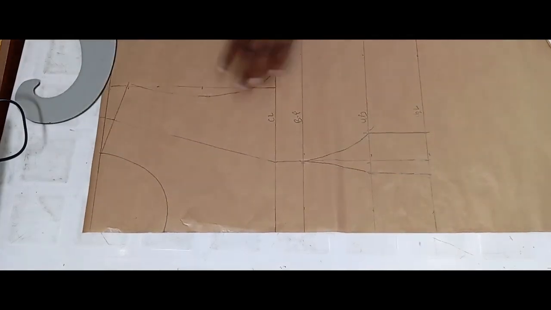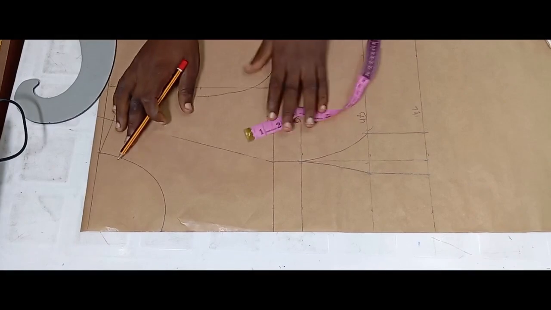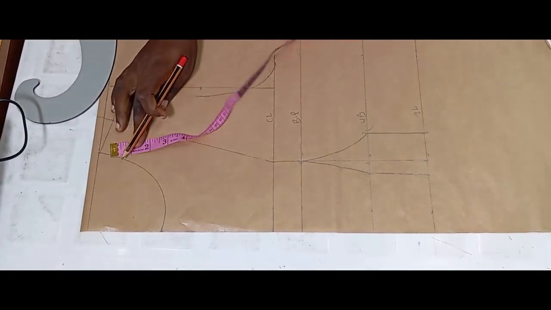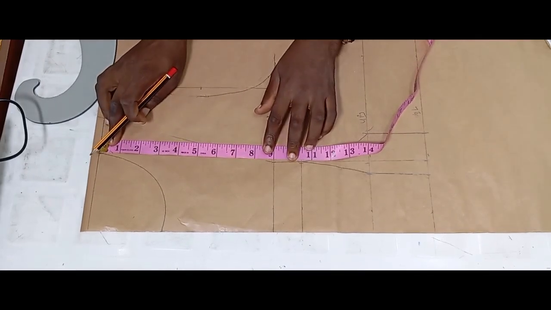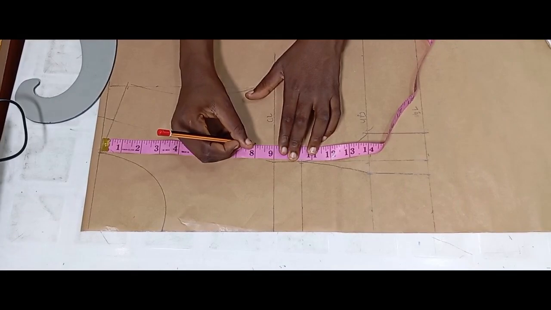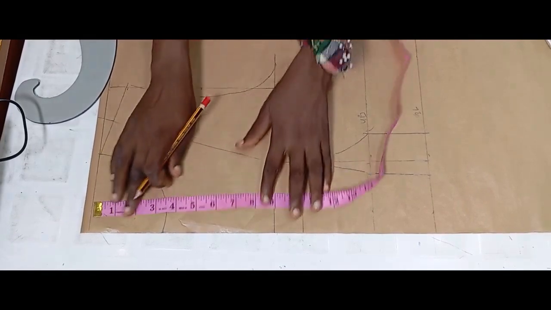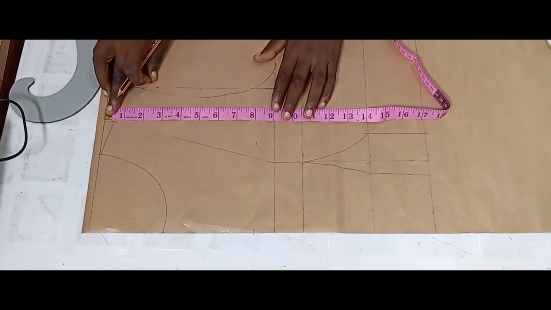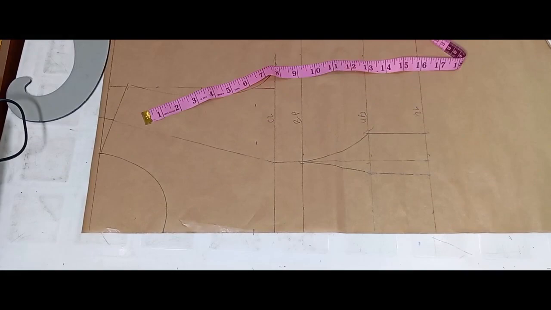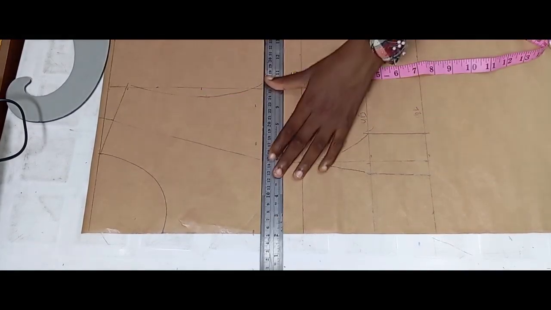So after connecting it together, the next thing I'm going to do now is to determine the length of my yoke. So from the length of my yoke, I'll be using 8 inches for the length of my yoke. I'll be using 8 inches for the length of my yoke. Okay. So I'll go ahead and mark the 8 inches and connect with a straight ruler.